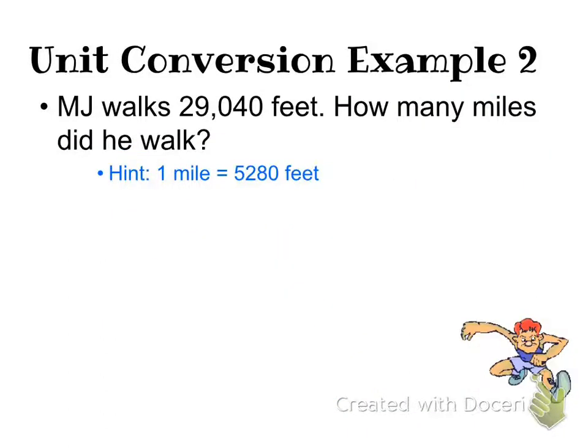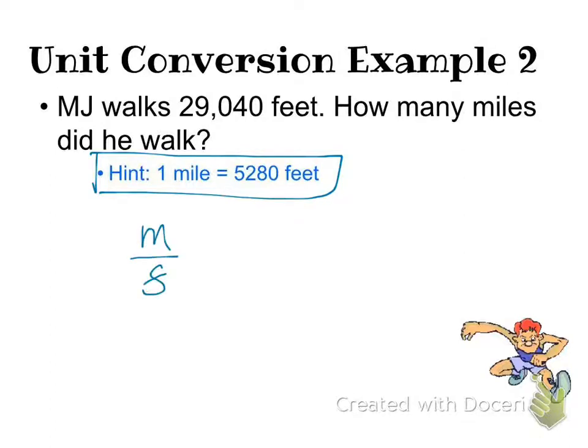All right, then we have MJ. And MJ walks 29,040 feet. How many miles did he walk? So here's our comparison. It's right here where it says hint. 1 mile equals 5,280 feet. So what are we comparing? Miles to feet. We have 1 mile, 5,280 feet.